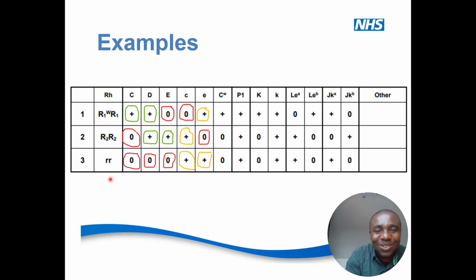Now, let us look at little r. Little r means basically there is no D antigen. Look at it, D antigen is negative. And because there is no 1, there is no 2, watch it, look at this. Big C is negative, big E is also negative, because there is no 1, there is no 2. And if there is no 1, there is no 2, that means there has to be little c, there has to be little e. And that's why little c is positive, little e is positive. I hope this is making sense.